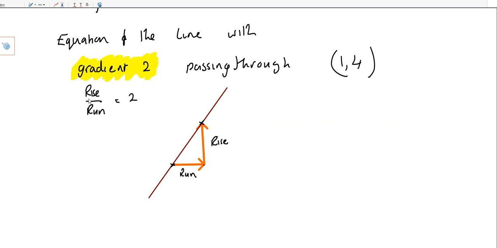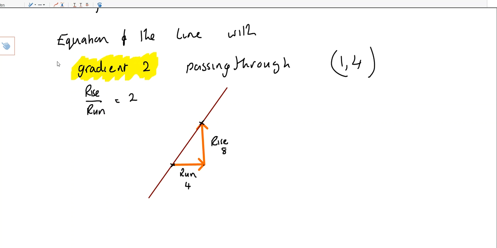So, if I have a gradient of 2, that means if my run is, let's say I went across 4, how far would I need to go to get back up to the line? Right, so that's what rise is. So you're happy with that then? Yeah? Rise over run.